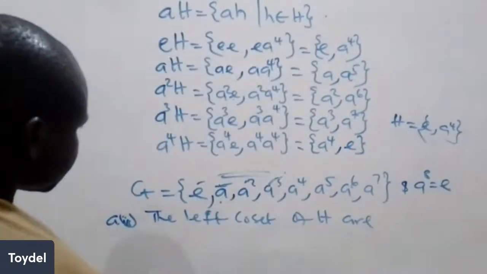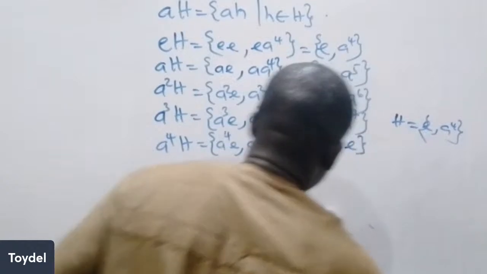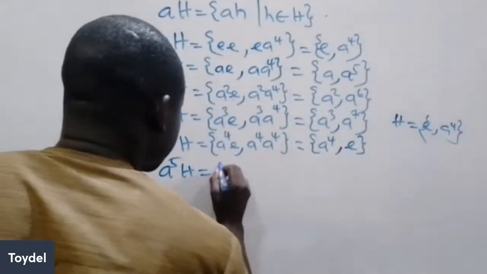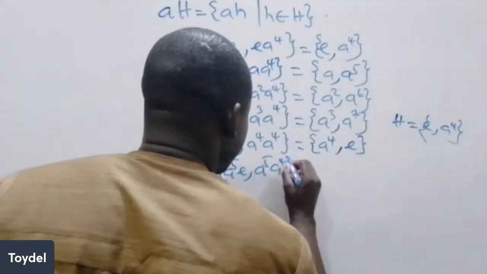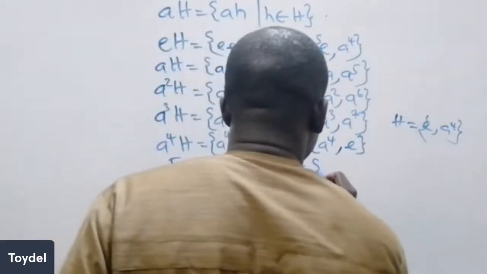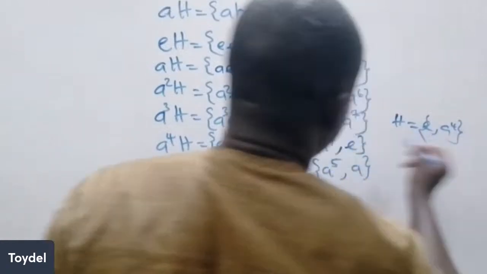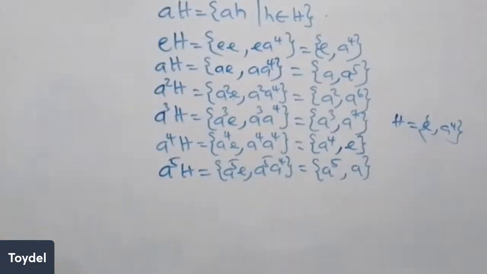Then we go to the next one, a⁵h. That will be a⁵e, a⁵a⁴. Then this will give me a⁵, a, because a⁸ is e. So e is the neutral element. So that's what we are going to have.